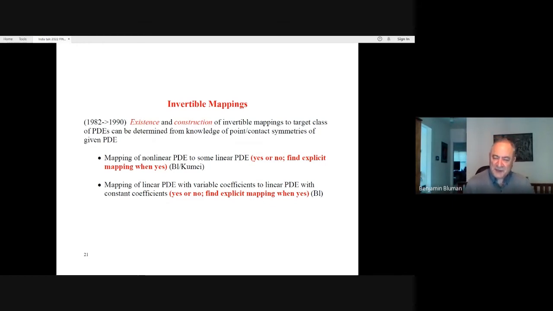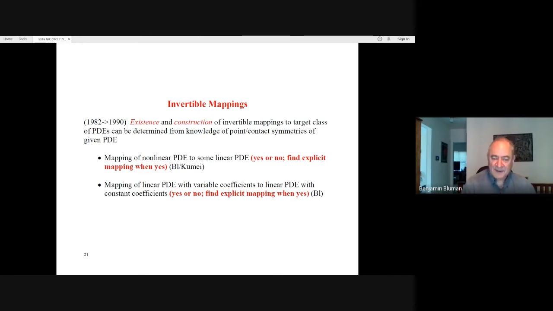So there are two types of such problems. The critical thing is that the target class of PDEs can be completely characterized by its symmetry properties. And it turns out that there are two natural classes that have this property. One is linear PDEs. And here, the characterization of the linear PDEs is that infinite parameter group: every solution yields a symmetry, this uncountable number of symmetries of a particular type.